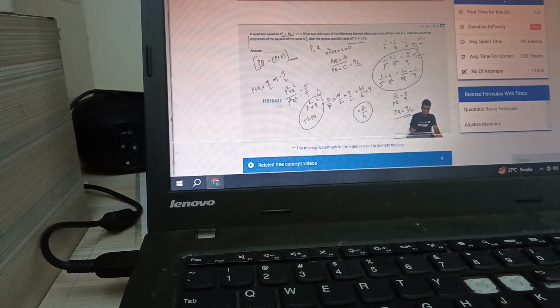We are required to calculate the maximum value of PQ minus (P plus Q). So the maximum value will be 9 by 2 minus of minus 9 by 2, which is equal to 9 by 2 plus 9 by 2, which is equal to 9. So the answer for this question is 9.